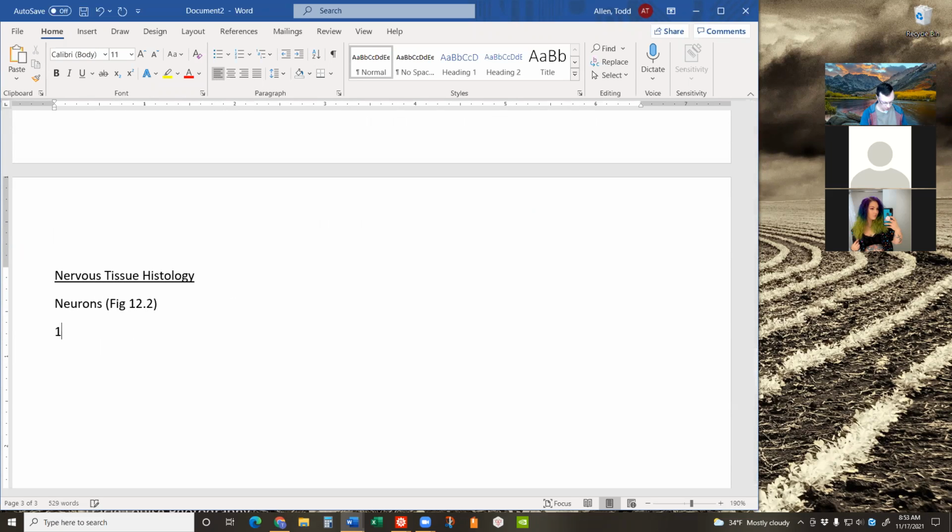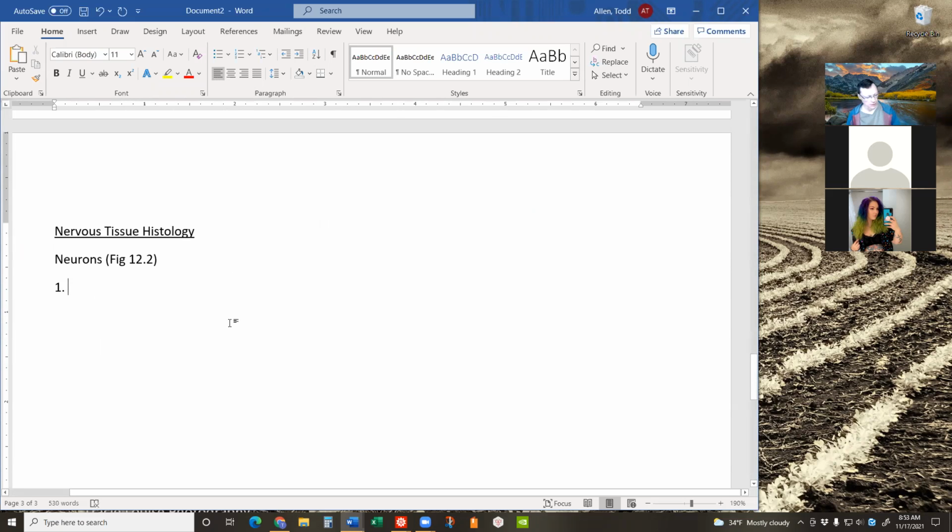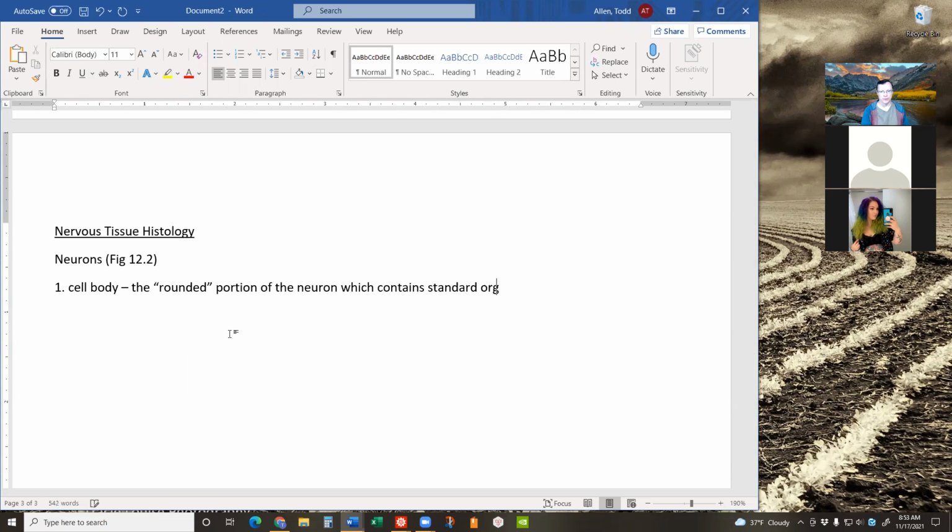Okay, so first off, the cell body, right? The cell body you've been reading about for some weeks now. The cell body is the most circular region of the cell, and it contains most of the standard organelles you would expect for a traditional eukaryotic cell. The rounded portion of the neuron contains standard organelles of a typical eukaryotic cell.